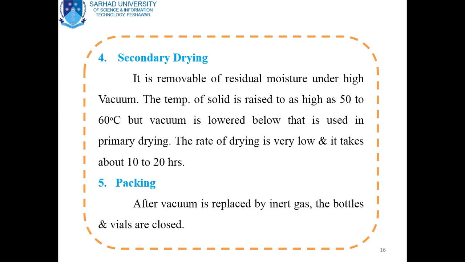The rate of drying is very low, and it takes about 10 to 20 hours. In this secondary drying step, the rate of drying is very low, and the time taken is very high, that is 10 to 20 hours. After the completion of this step, the packaging is done. After the vacuum is replaced by inert gas, the bottles or vials are closed. Remember that the vacuum is to be replaced by the inert gas, and then we have to close the bottles or vials in which the materials are dried.